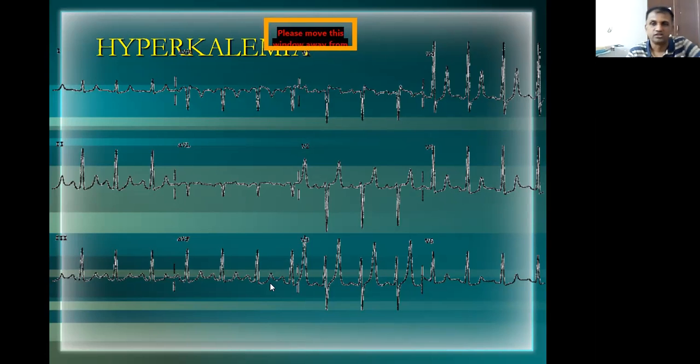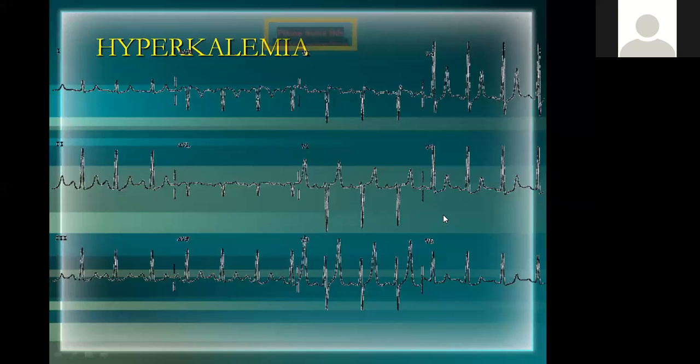So in this ECG, you could see the tall T wave. In hyperkalemia, you get a tall T wave. It's called a tall tented T wave. You could see it's more like a tent. Are you able to see this one? It's very tall. It's not normal. It's very abnormal. So in hyperkalemia, you get a tall tented T wave.